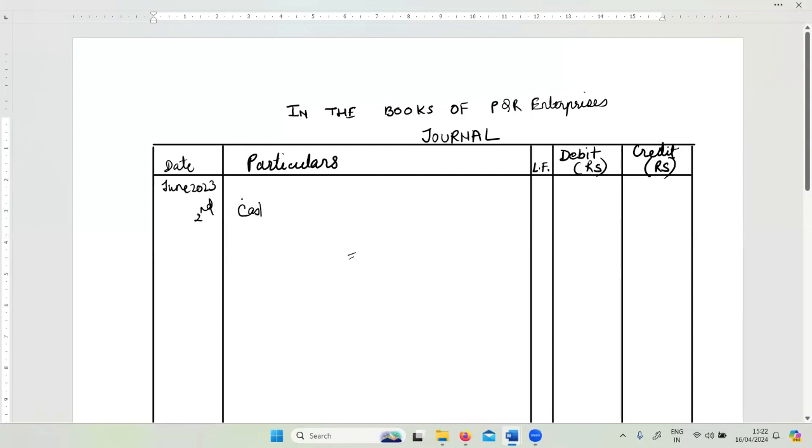So business is started with cash. Cash is coming into the business. Cash account will be debit, real account rule, 1 lakh. And second, naturally it's going to be capital account. We don't know the name of the proprietor, so I'm just going to write capital account 1 lakh rupees. Right? Being business started with cash.